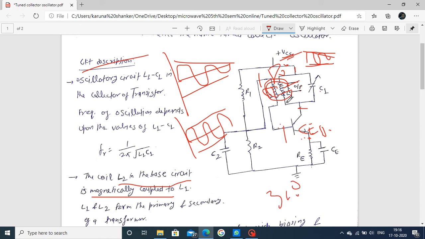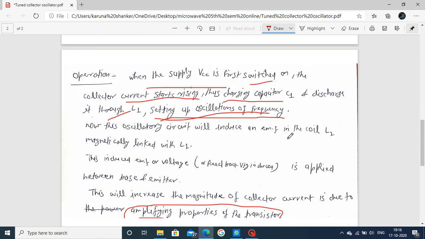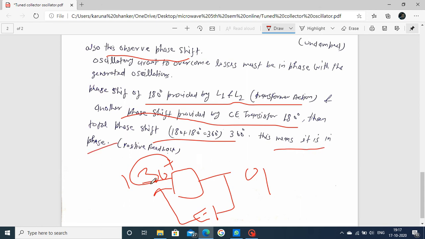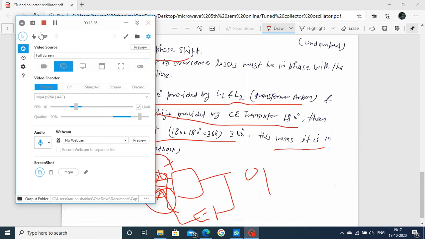Now this works as positive feedback, and sustained oscillation is provided by this. It is written here: a phase shift of 180 degrees is provided by the L1 and L2 transformer action, and another phase shift of 180 degrees by the common emitter transistor, so the total phase shift is 360. This means it is in phase, means whatever input is here, the feedback comes here in the same phase. That is called in phase, means it works as positive feedback; the oscillator has the property of positive feedback. This is the operation of your tuned circuit oscillator. Okay.